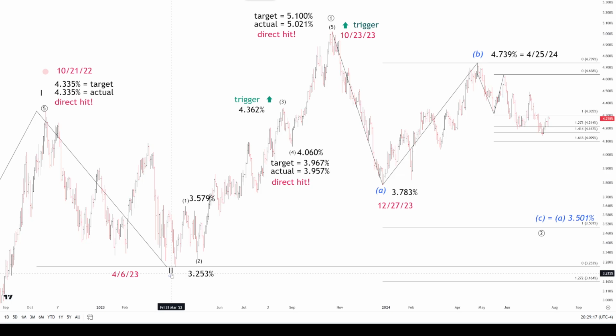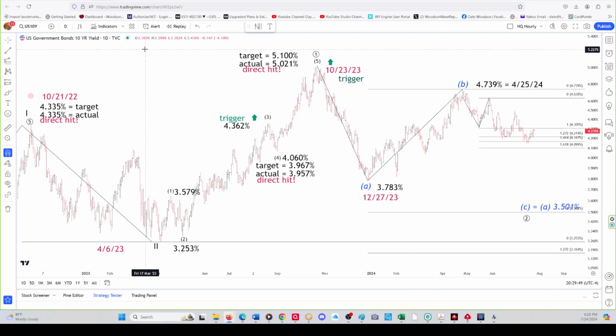From this wave 2 of a higher degree, we have a 1 with a circle, and then an A down, a B up, and a C down for 2. This C may not come equal to A, but that is the Fibonacci perfection price right there, 3.501. Obviously, a move above this B wave high of 4.739 means we're going up above the wave 1 high of 5.021%. So that's where we are with the US 10-year as far as yields go.